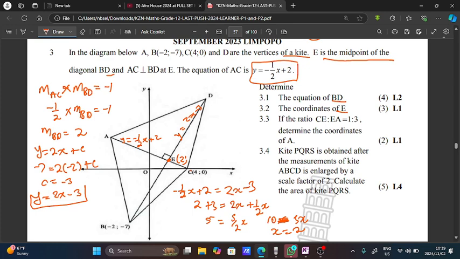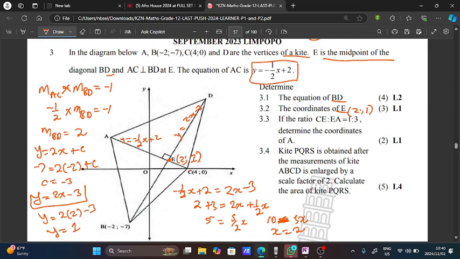So we can substitute into one of the two equations. The nicest one is this one, with no fractions. So y equals 2 times 2 minus 3. What do you get? y equals 1. So this is 2 and 1. That will be the coordinates of E. 2 and 1. Any question? Or is everything clear?